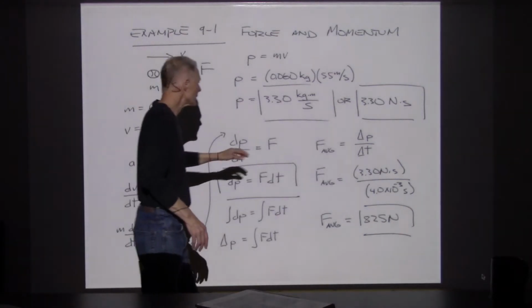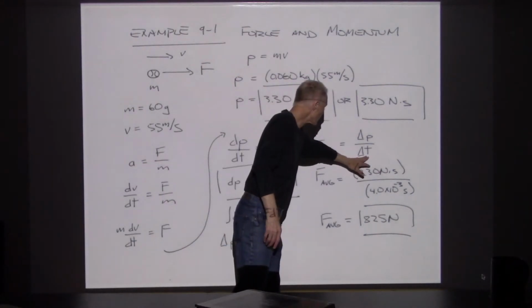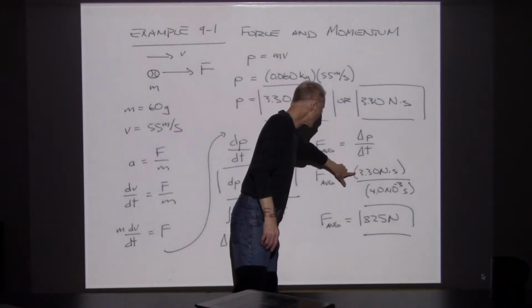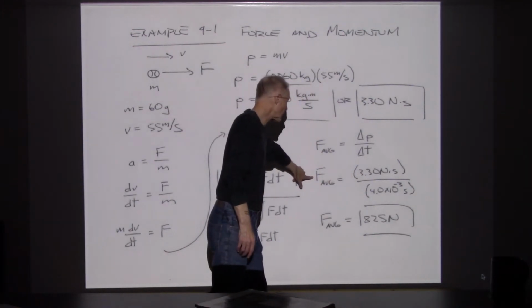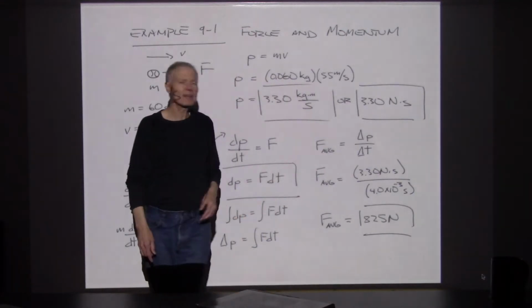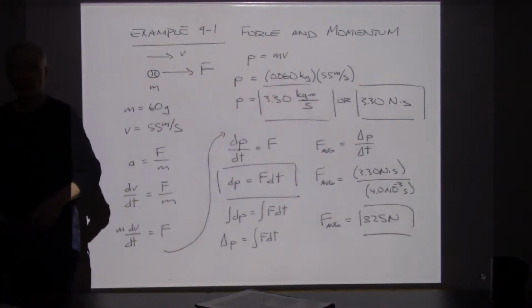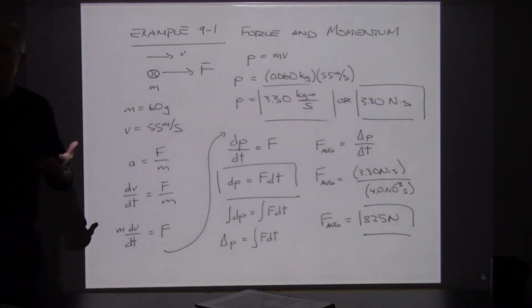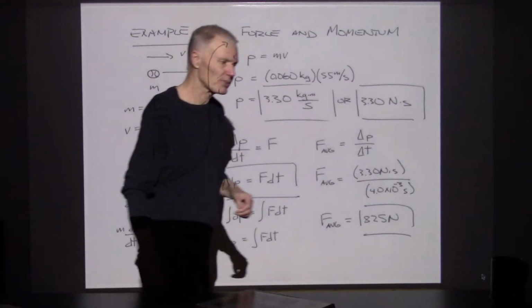And in this case, because the time period is so short, transferring that momentum is going to require a really large force. So we've calculated here a force of 825 newtons. That's, on average, how much force was acting on that tennis ball.